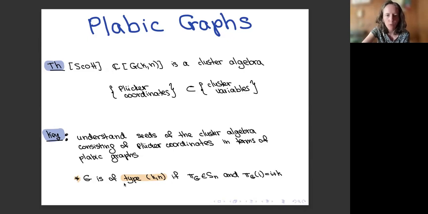So G has to be of type k,n. By definition, what I mean is that the associated trip permutation is very concrete: it's the trip permutation which sends an element i to the element i plus k. So this very restrictive class of plabic graphs with these trip permutations are the ones we're going to consider for the Grassmannian cluster structure.